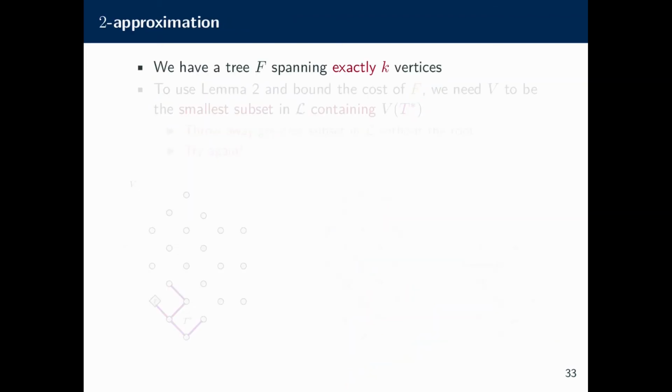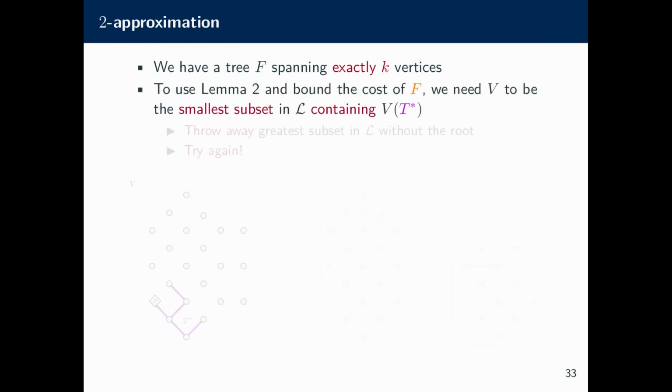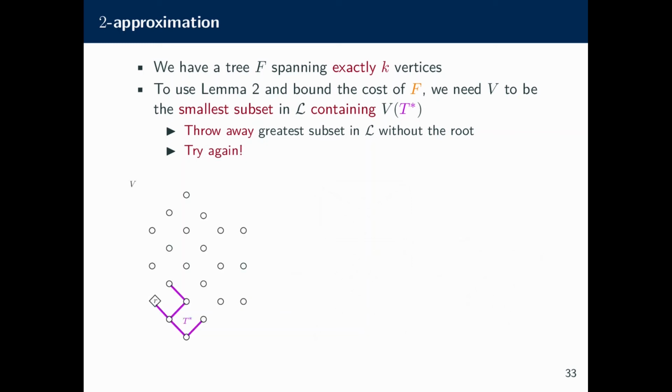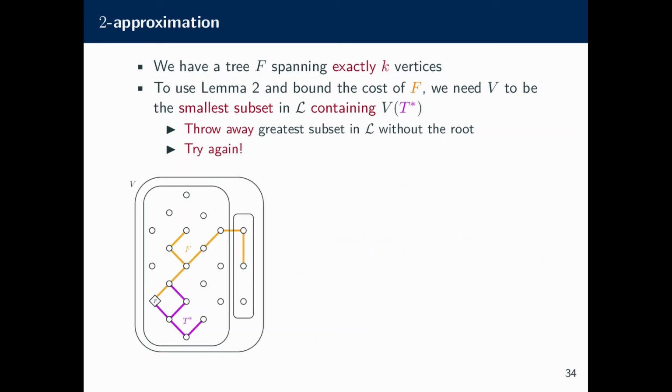We now have a tree F spanning exactly k vertices. To finally use lemma 2, we also need V to be the smallest subset in the calligraphic L that contains the vertices of an optimal solution. Since calligraphic L is binary laminar, we can throw away the greatest subset in it without the root and run the whole process again. For example, if at first we run the algorithm but fail to satisfy the smallest subset criteria, we can delete a subset that spans no vertices of the optimal solution and reduce the instance.